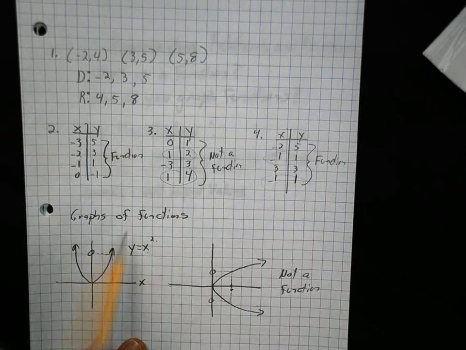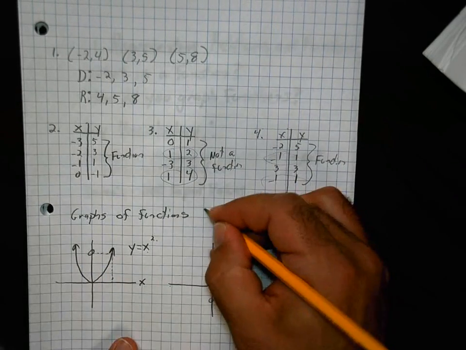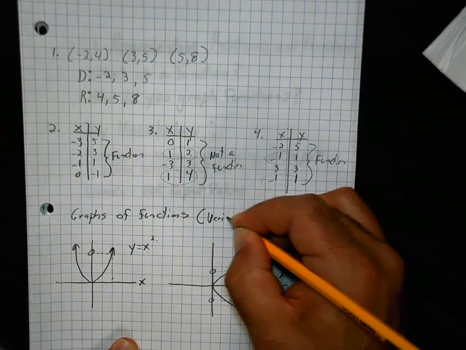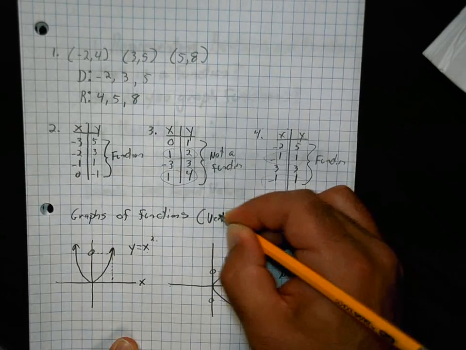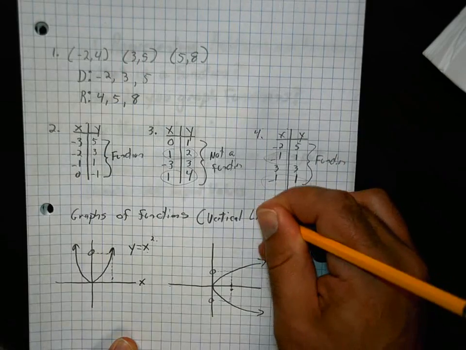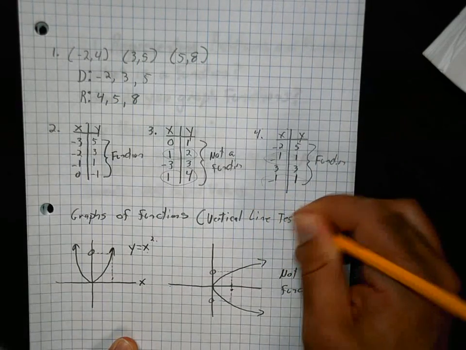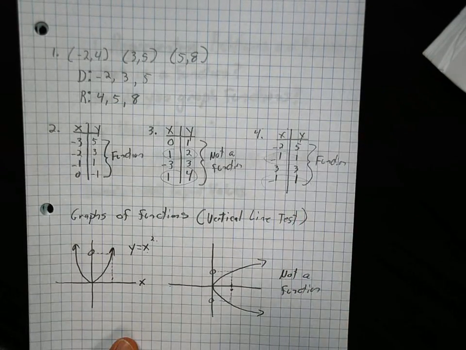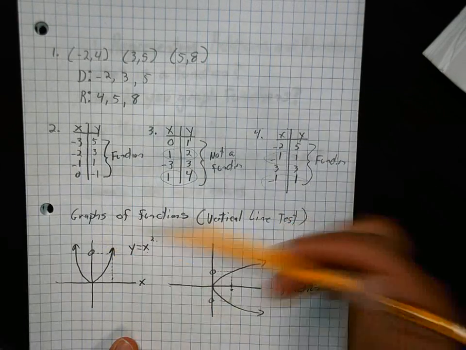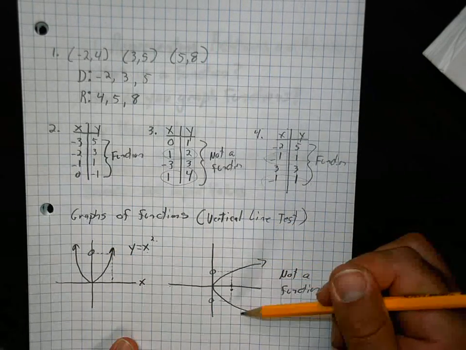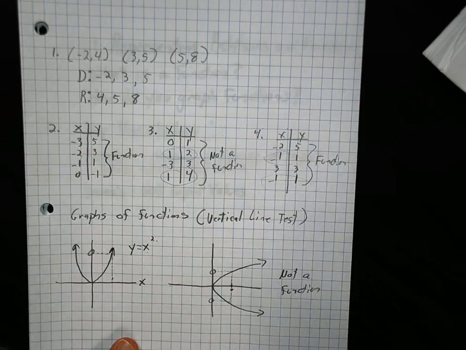So how do we determine whether a graph is a function? We do what's called the vertical line test. If I'm given the graph, and I can draw a vertical line and it goes through the graph in more than one location, that would indicate that the graph is not a function.